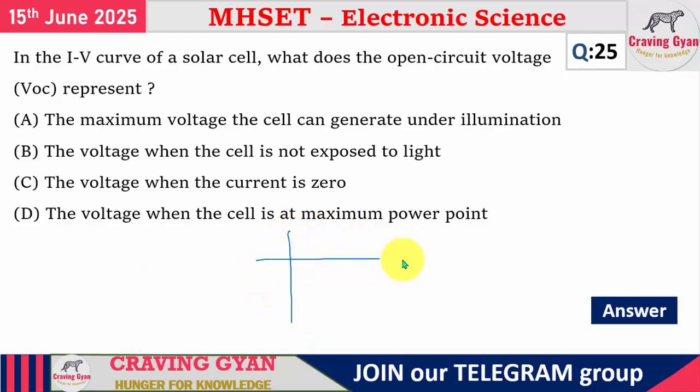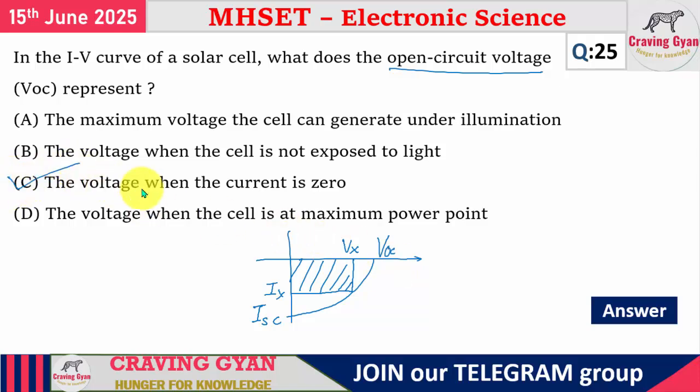See, we know that the solar cell operates in the third quadrant, and the photodiode operates in the fourth quadrant. Now look at this. This is VOC and this is ISC. Now what they have given is to take this current as VX, IX. This is the region you will get. VOC and ISC are at the time of charging, but what it will be giving out is VX and IX. In the IV curve of a solar cell, what does the open circuit voltage VOC represent? It is the point where the current equals 0. At that point you get VOC, nothing but the voltage when the current is 0. For this, option C is correct.